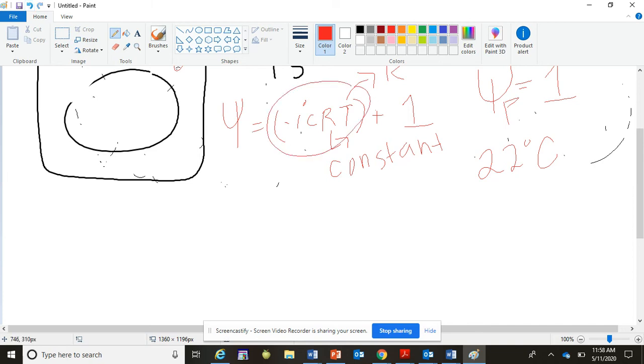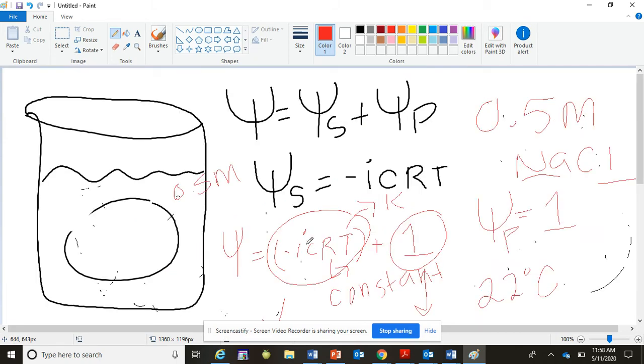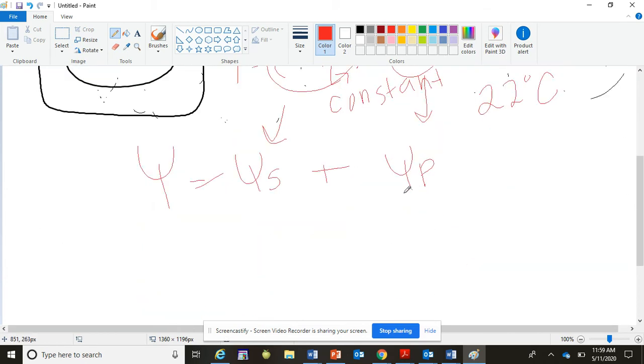So this whole thing represents the solute potential. And then this was our pressure potential. And then added together will give us our water potential. So we were told that our concentration is 0.5 molar. We need to determine the ionization constant. This is a constant found on your review sheet or your formula sheet that you're given, and we were given the temperature in Celsius, so we need to convert it to Kelvin.